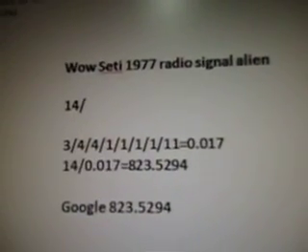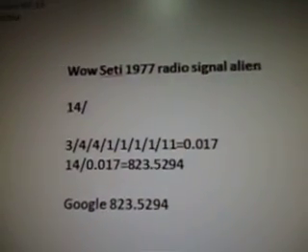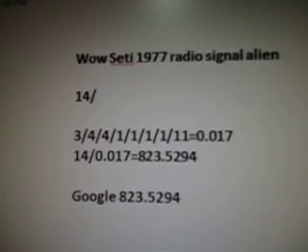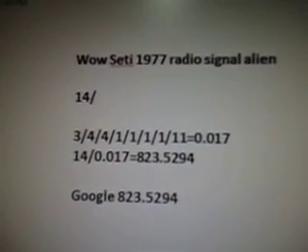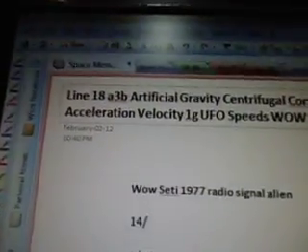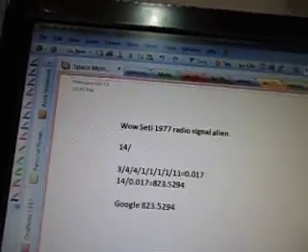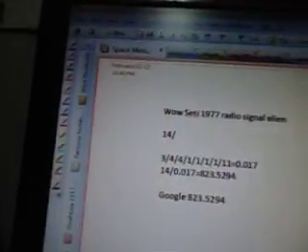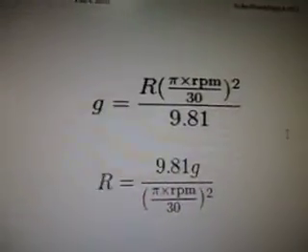Speeds WOW Seti. It's part 106, and there's the alien radio signal from the WOW Seti. The equation came to 823.5294, and of course in line 18A there was a bunch of data that came up, and I've divided it into all these videos. So I'm just going to look at this calculation here.